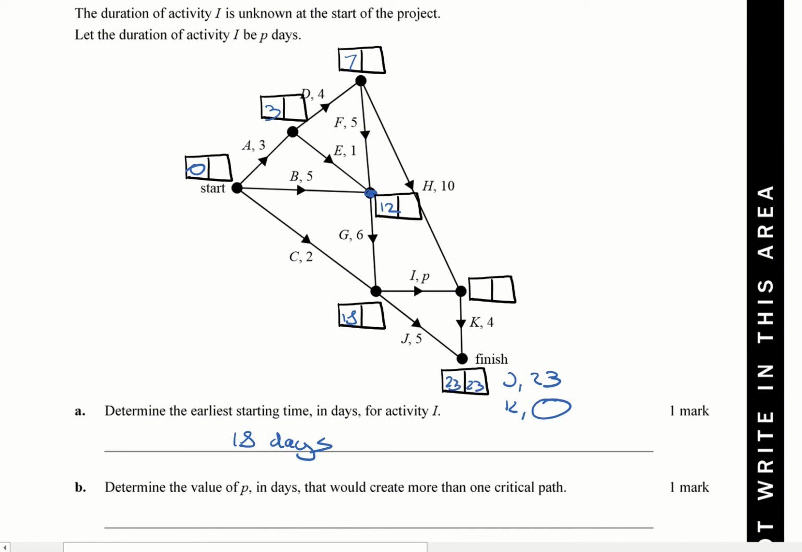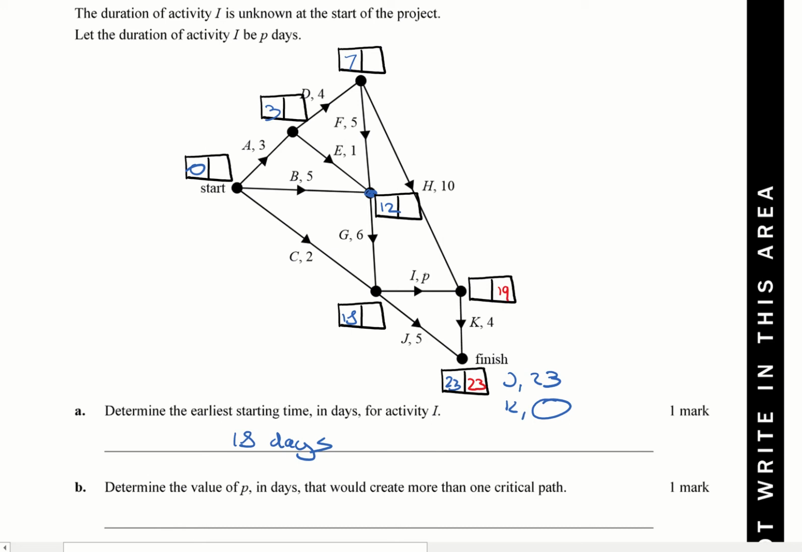I actually like to do that last bit with a different color, just so it's easier, so 23. Now I go back. I'm going to say 23 minus 4. So K here needs to have the latest start time, in this case, at 23. Oh, not 23, I don't know why I said 23. It needs to be 23 minus 4, so that would be 19.